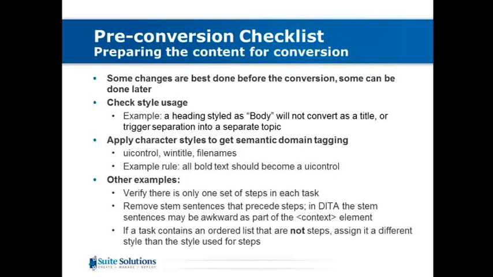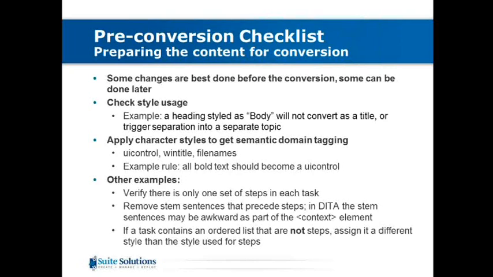Applying character styles to get the semantic domain tagging. For example, if you have a UI control, which would be the buttons that you would press on a GUI that you have set up. So you might have user name or something like that, and click this button, and those are things that you're going to want to set up some character styles for, so that the conversion can pick up the tagging properly. File names and file paths, those are big ones.